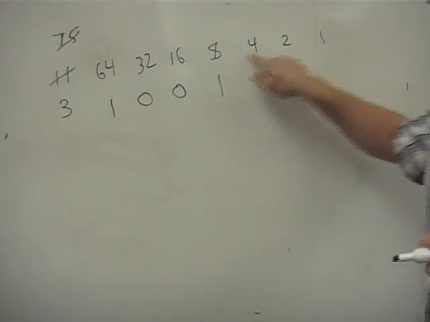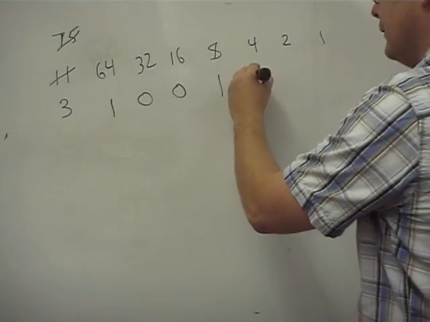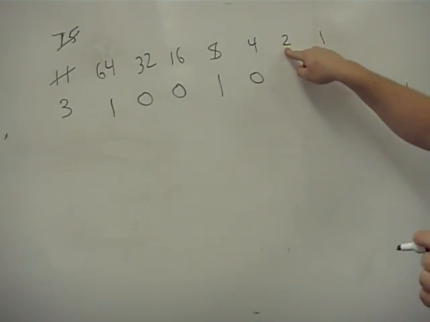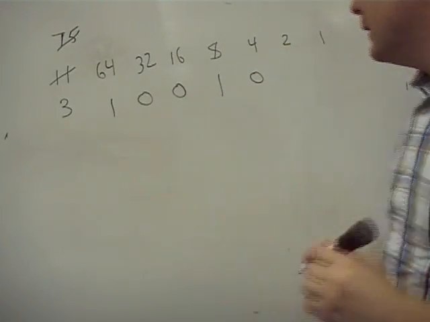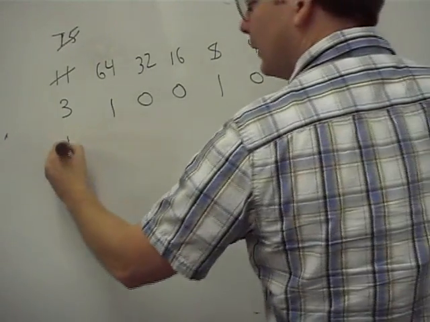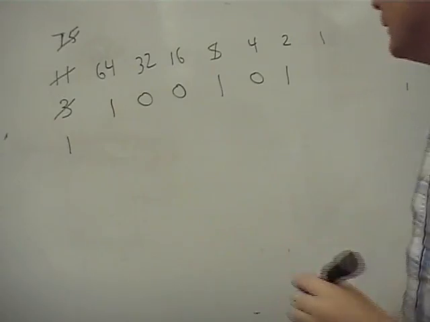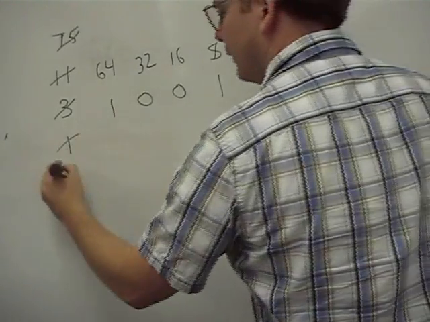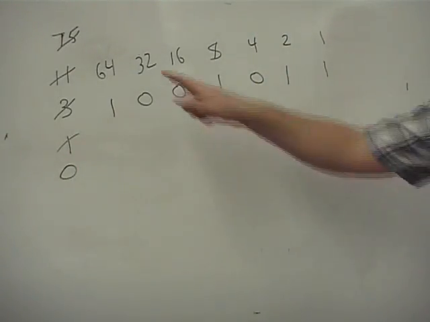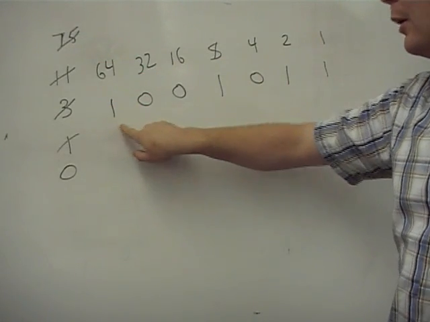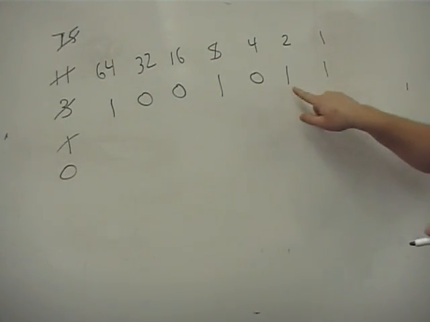How many times does 4 go into 3? 0 times. How many times does 2 go into 3? Once, with 1 left over. How many times does 1 go into 1? Once, with 0 left over. And so 75 is equal to 1, 0, 0, 1, 0, 1, 1.